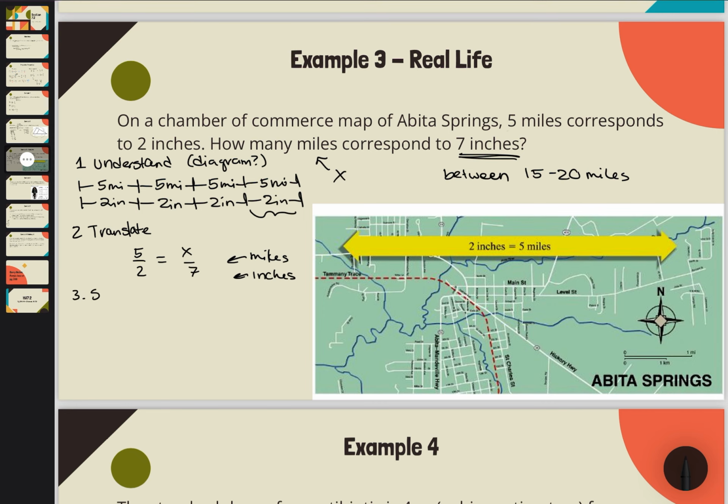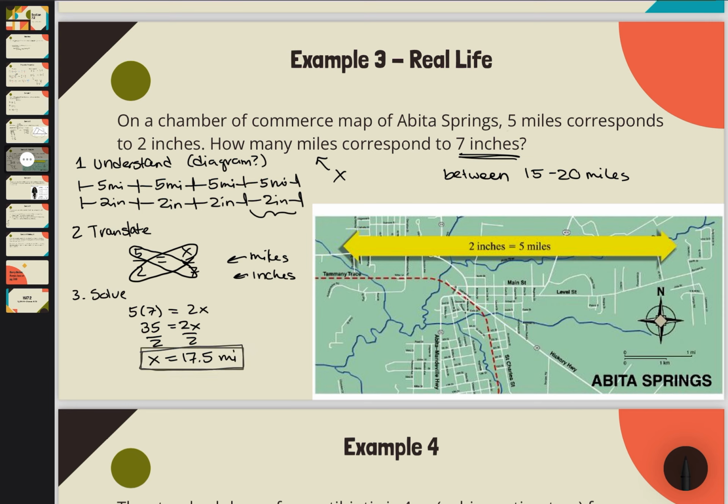Now I can go ahead to step 3. I can solve this using my butterfly method. I'm going to have 5 times 7 equals 2 times x. So 5 times 7 equals 2 times x. 35 equals 2x. Divide both sides by 2. That's going to give us x equals 17.5 miles.